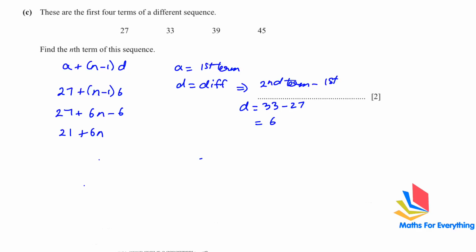There is an easier way to solve this. We find the difference. Our difference is 6, so we write 6n. And then from the first term, we subtract the difference. So 27 minus 6 is plus 21. We got the same answer.